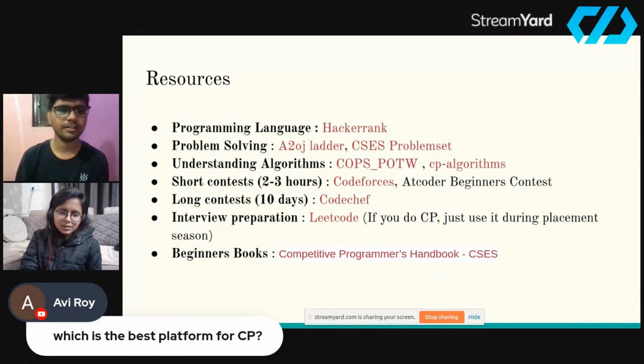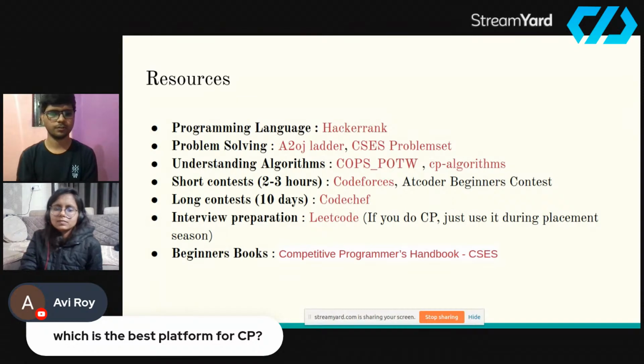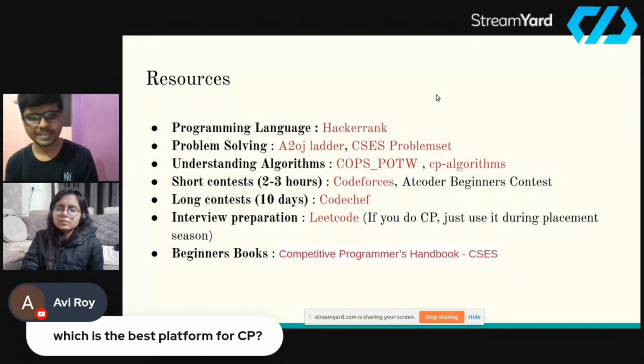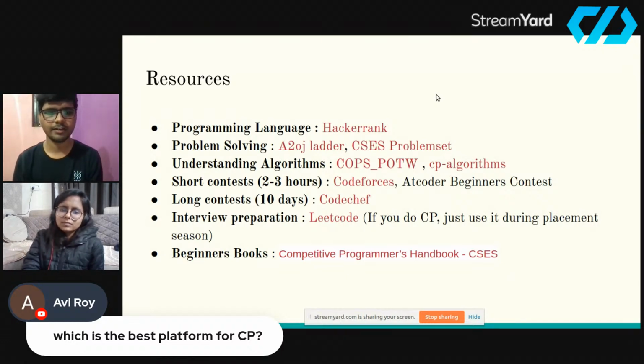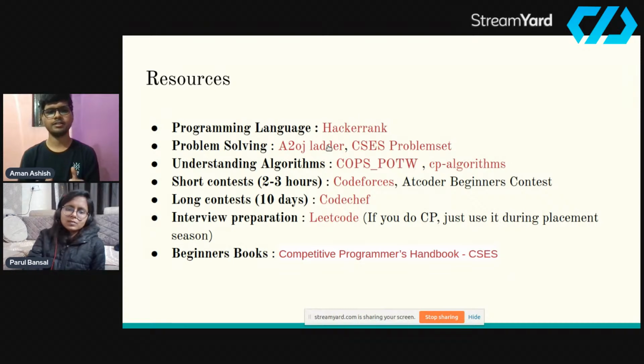But let's consider the fact that you are just a beginner. There are 5,000 plus problems on Codeforces, and it is very, very okay for you to get overwhelmed seeing the problems. So basically, that's where A2OJ ladders come into play. As you can see on the screen, A2OJ ladders are handpicked 100 problems of various levels. There's level A, level B, level C, and level D. So basically, at the starting, you can pick ladder A, go and solve 100 problems from it.